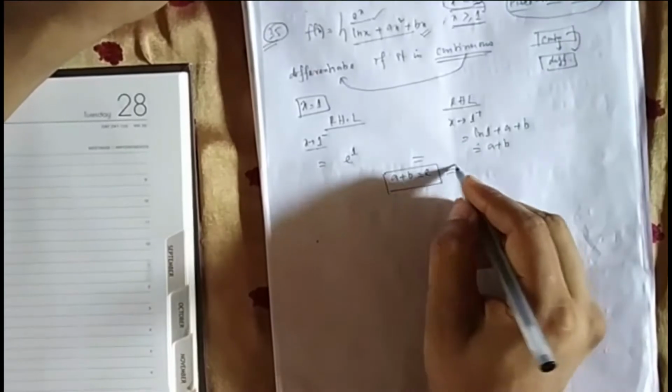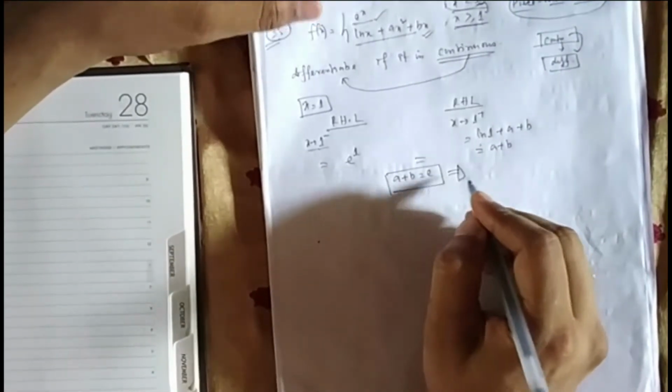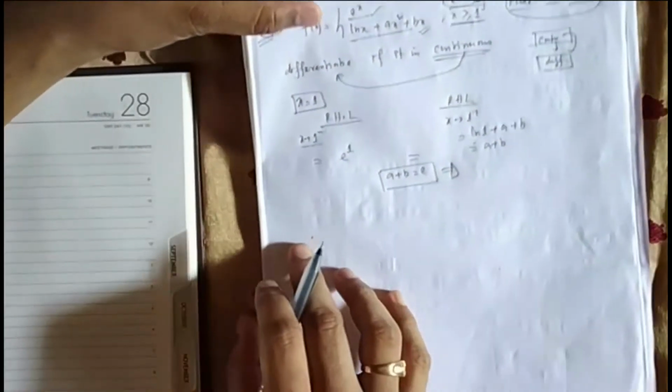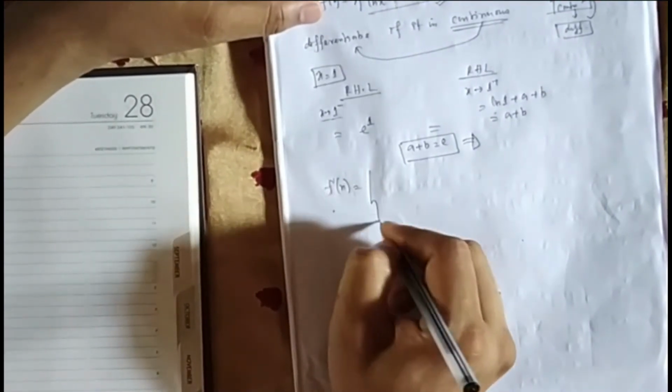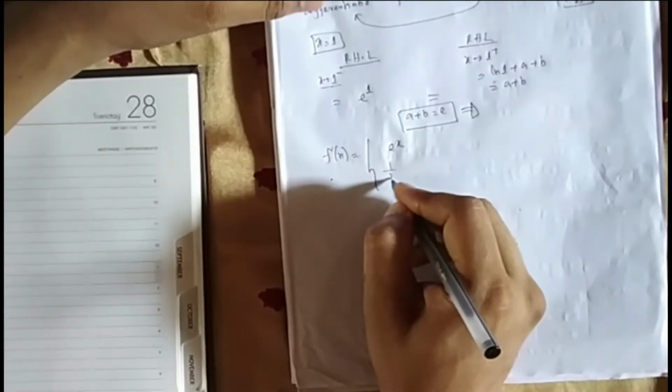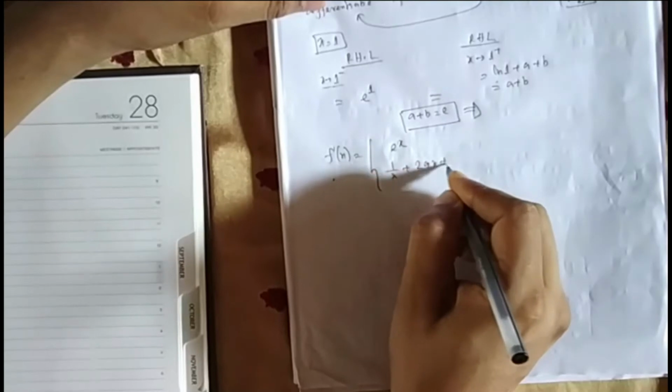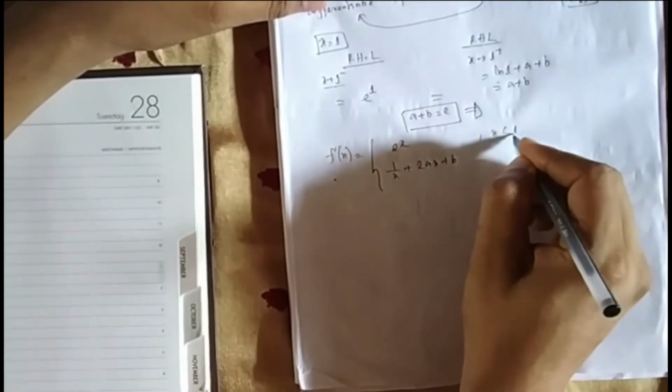So for continuity this equation must hold, and for differentiability also it should be true, because if it is not continuous, it is not going to be differentiable. Next, for differentiation, what will you do? You will differentiate it piecewise. The derivative of e to the power x is e to the power x, the derivative of ln x is 1 by x, and the derivative of ax squared plus bx is 2ax plus b. Again, it is in two parts.